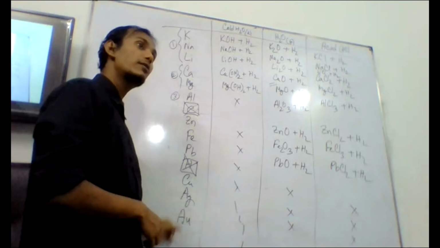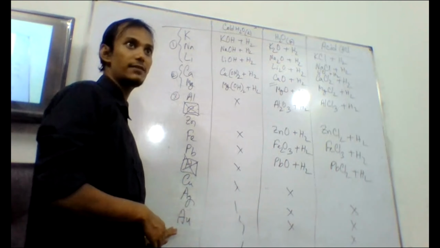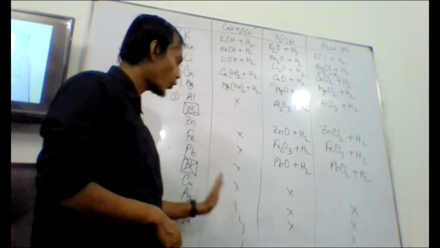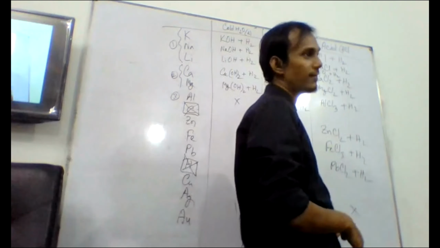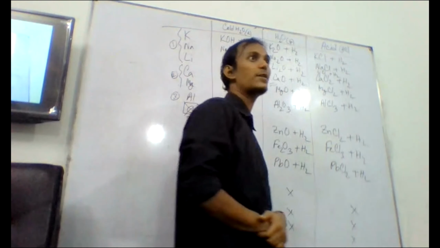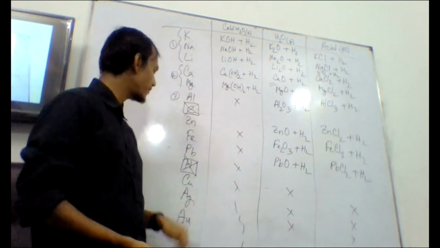But copper, silver, gold are not reacting. Any metal which is below hydrogen in the reactivity series will not react with cold water, neither with hot water, meaning gaseous water, nor with dilute acids. Right? So they are very unreactive.